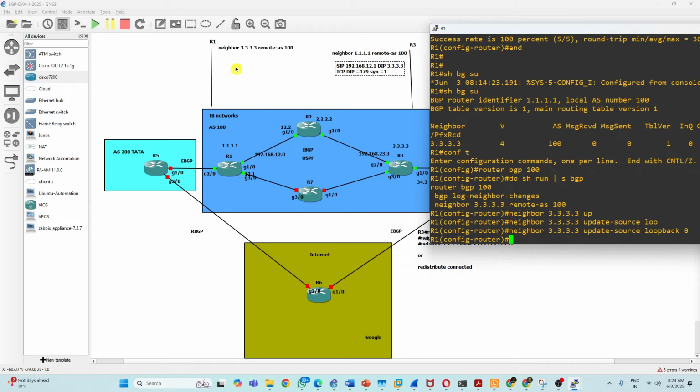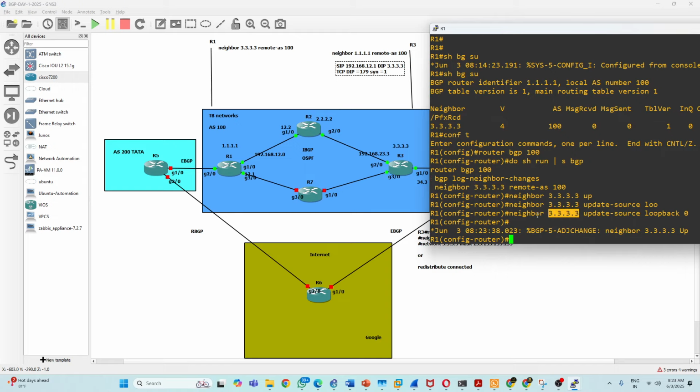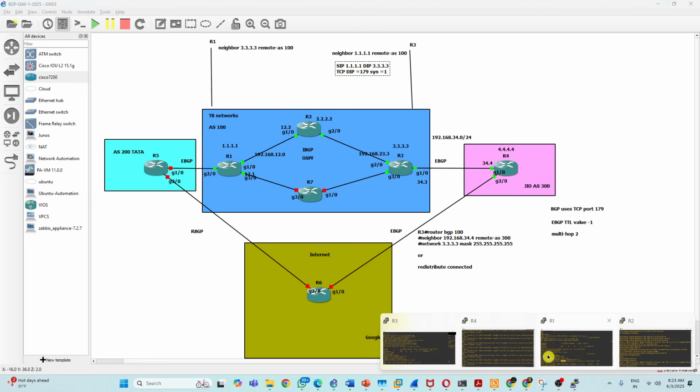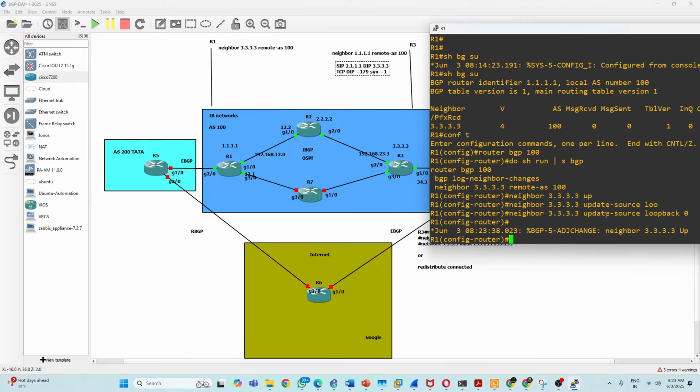What is the loopback 0 IP address here? It is 1.1.1.1, right? So whenever it is sending a TCP packet to 3.3.3.3, it will change the source IP address to 1.1.1.1. I just updated it by using this command. See, after giving this, immediately the BGP neighbor comes up, right? So I just updated the source as loopback 0. Loopback IP is 1.1.1.1. You configured the neighbor as 1.1.1.1, so this is accepted since the SYN ACK is completed, and you will see that.